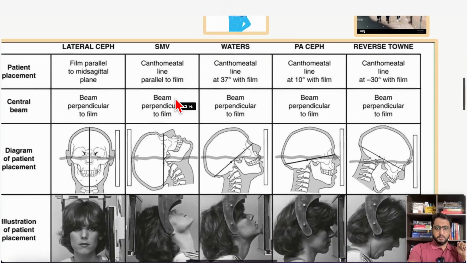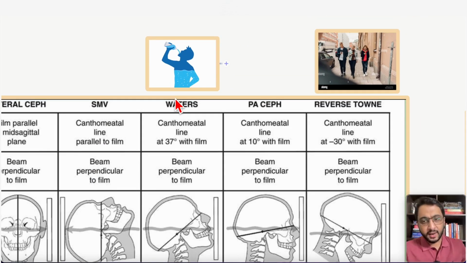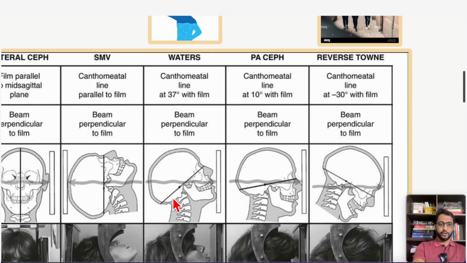Now, most people are confused here: the Waters view and the reverse Townes view. Which one is head up, which one is head down? The Waters view is head up, the reverse Townes is head down. When you're drinking water, see this posture, you have to lift your head up, isn't it? That's called the Waters view, where you're lifting the head up.